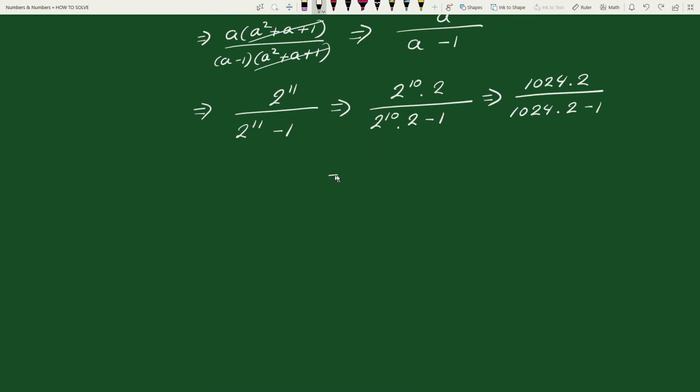This equals 1024 times 2 will be 2048 by 1024 times 2 will be 2048 minus 1. This equals 2048 by 2048 minus 1 will be 2047.